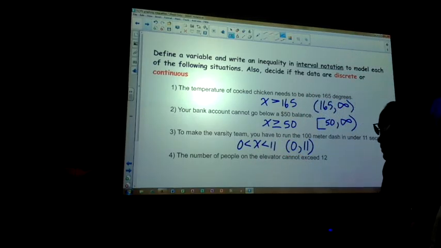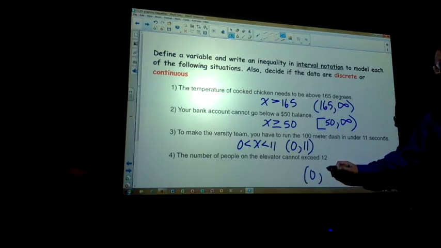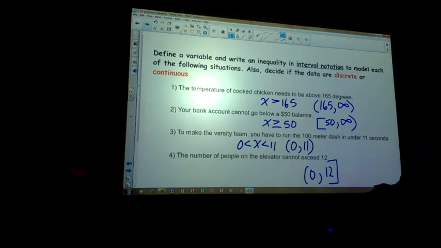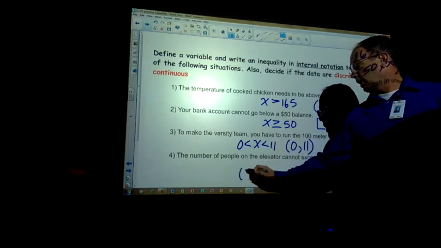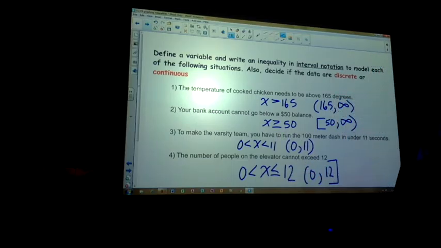The number of people on the elevator cannot exceed 12. Can we have a negative amount of people? No. So we're going to go from 0 to 12. Can we include 12 people? Yeah, we just can't exceed 12. So your equation would look like this. Why wouldn't you do negative infinity instead of 0? Because I can't have negative people on the elevator.